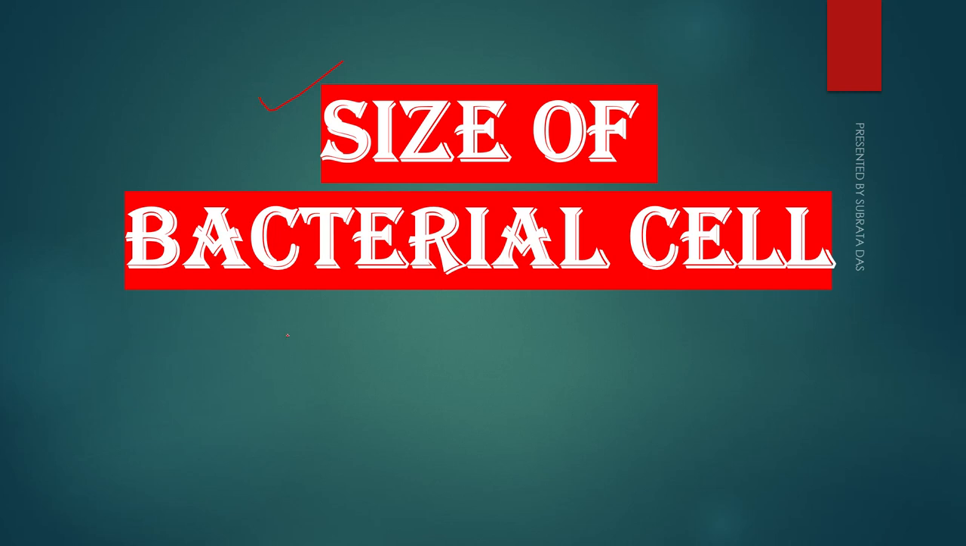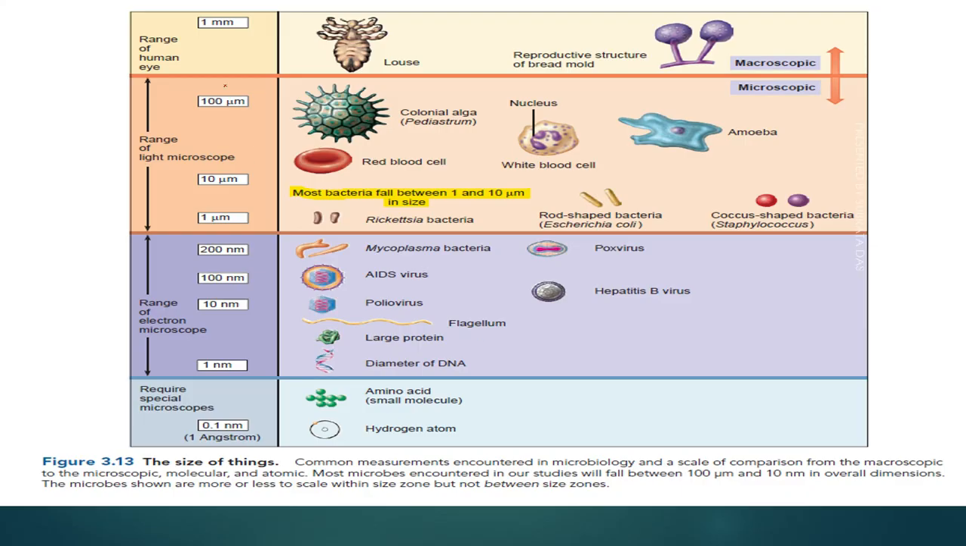Next is the size of bacterial cells. So what is the size of a bacterial cell? Here is the size range. Our human eye can see any object whose size is more than 0.1 millimeter. If an object is smaller than that, then we cannot see it by our normal human eye. Those things we have to see by the light microscope. The light microscope range is 100 micrometer to 1 micrometer. So all the microorganisms in that range we can see by light microscope.